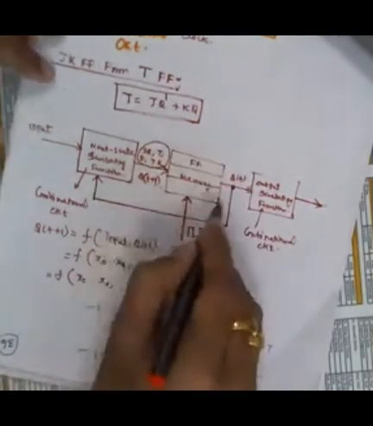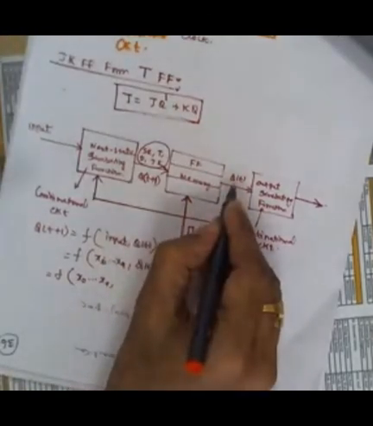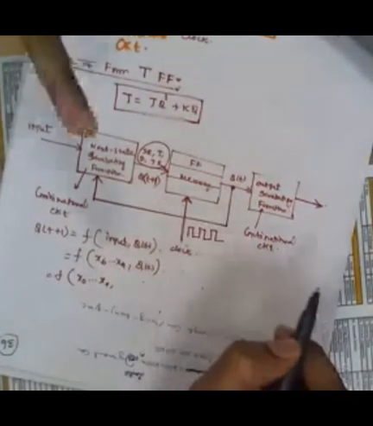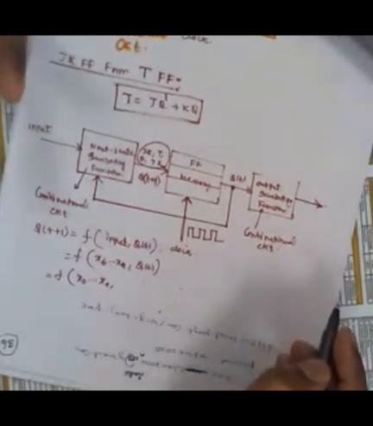Because if your state is only one state, you want to maintain a Q of t, 0 or 1, then you can use only one flip-flop. If you want to maintain two different states, for example 00, 01, 10, 11, then obviously you are in need of two flip-flops.